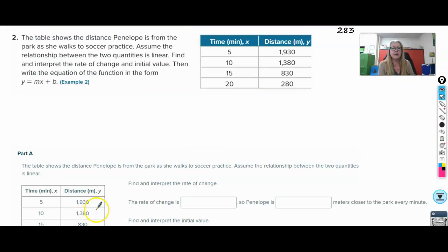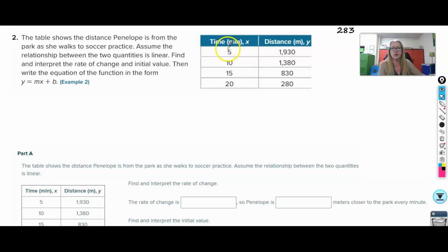This is number 2. We have a table. The table shows the distance Penelope is from the park as she walks to soccer practice. Assume the relationship between the two quantities is linear. Find and interpret the rate of change and the initial value, then write the equation. So this is set up the same way as problem number 1. They're going to have you fill in these little boxes, and then in part B, you'll have to give them the equation. Well, let's figure out what the equation is.